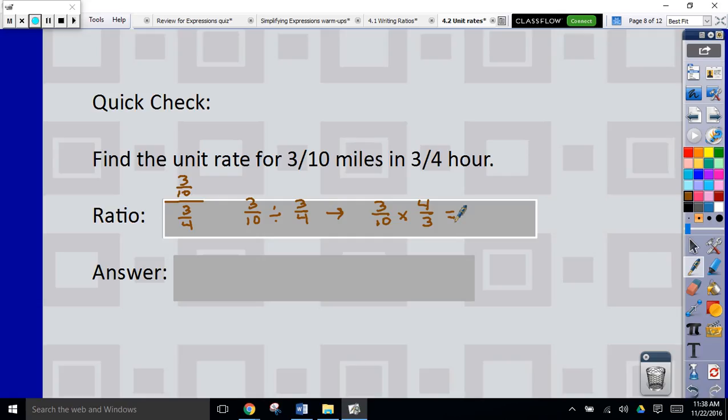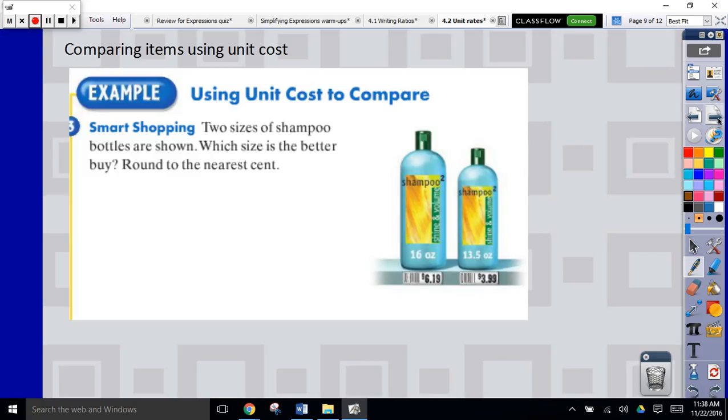Okay, can we simplify before we multiply? Yeah, 4, 2. Okay, and then 10 would be 10, 5. What about the other diagonal? 1 and 1. Okay, so I end up with 2/5. 2/5. That is correct. So it's 2/5 miles per hour. Okay, any questions about this? Okay, let's move on.